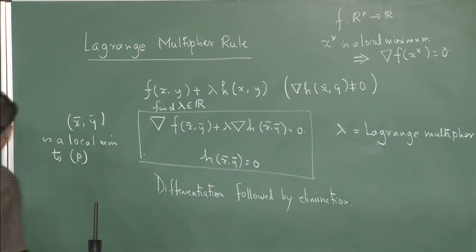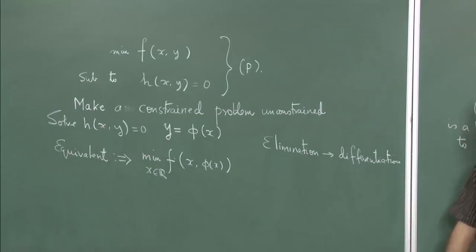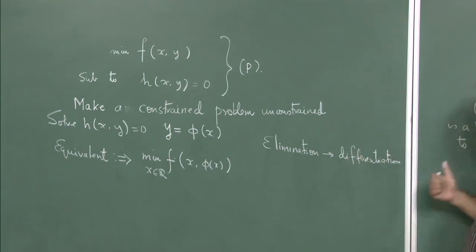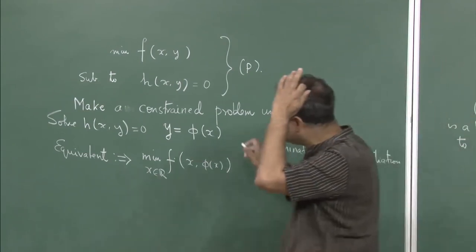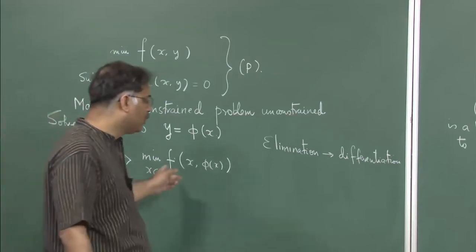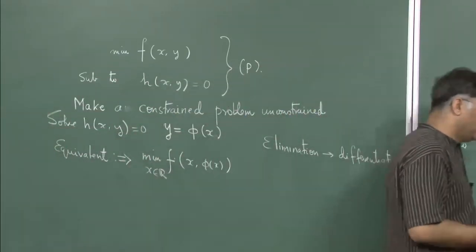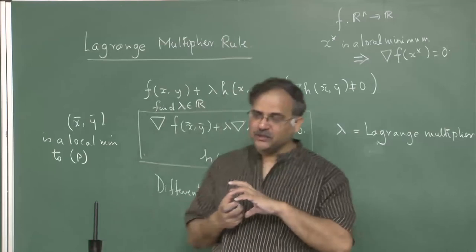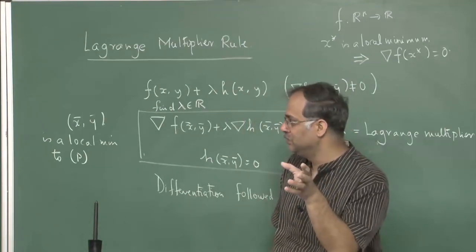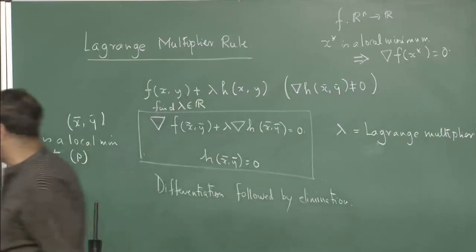So, it is a reverse procedure, but if I can always eliminate and then differentiate, I will prefer this. I do not want to get into all this, but the problem is that you cannot always get this explicit expression. So, you cannot always have the elimination, but you can get an explicit expression locally, and that comes by using the implicit function theorem.